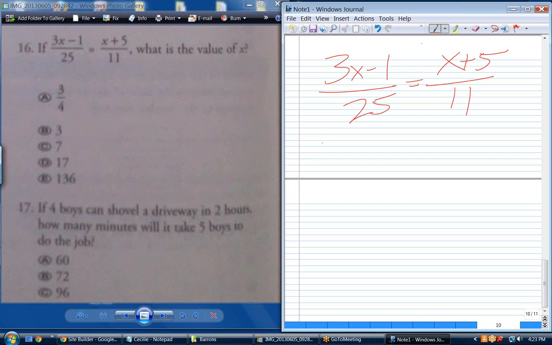So what's the next line? It will be 33x minus 11 equal to 25x plus 125.